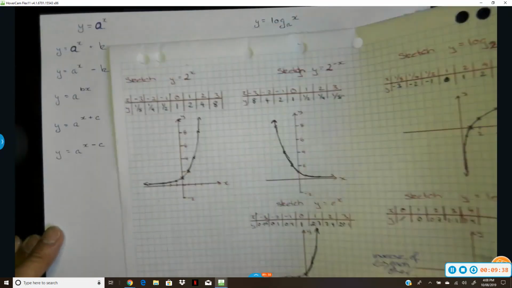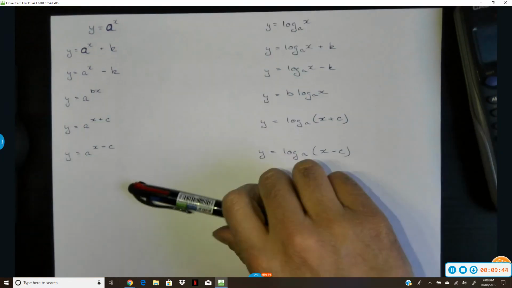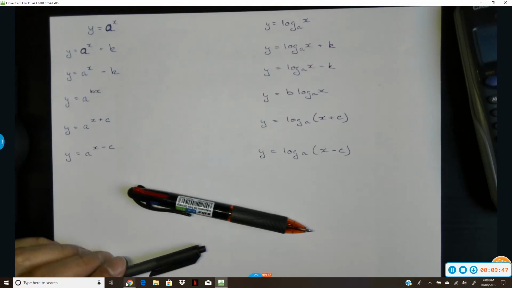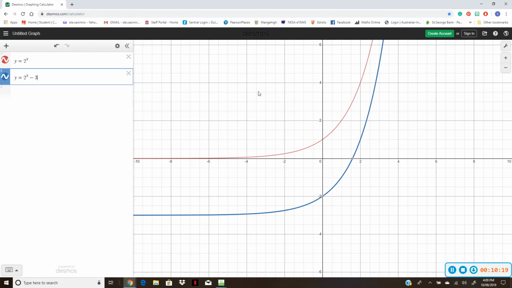Let's now look at what happens when we move it around the Cartesian plane. If we have y equals 2 to the x, notice that if I add a constant, let's say 3, it shifts the graph up by 3 units. And if I subtract, it will shift it down 3 units.